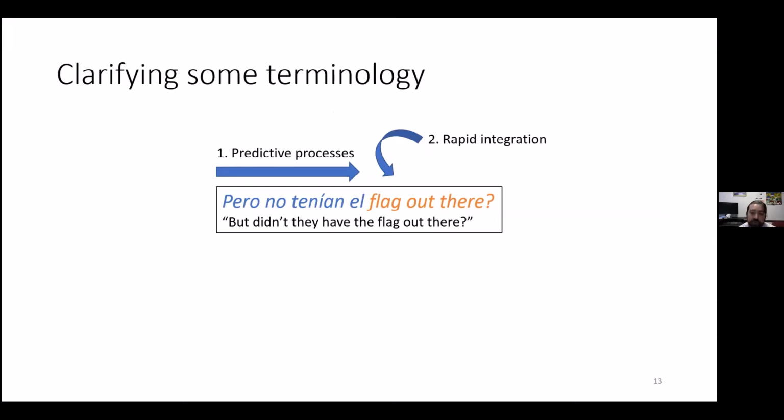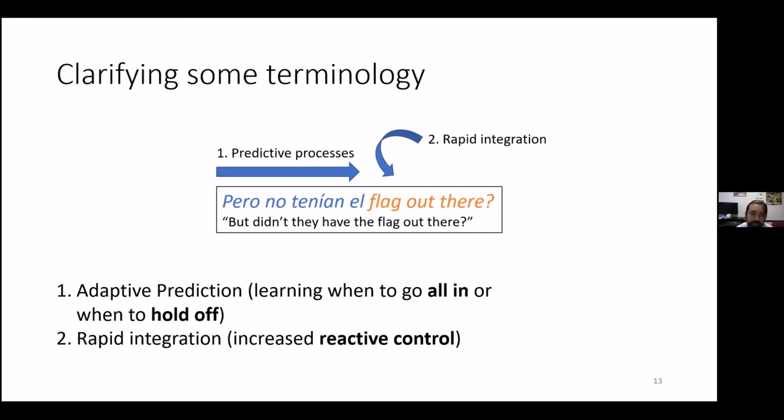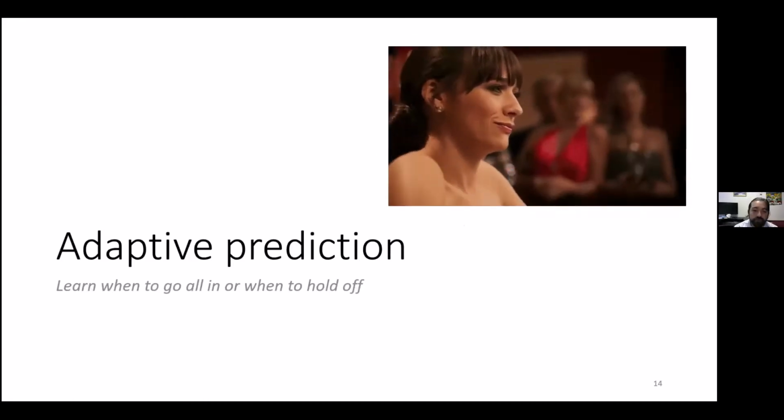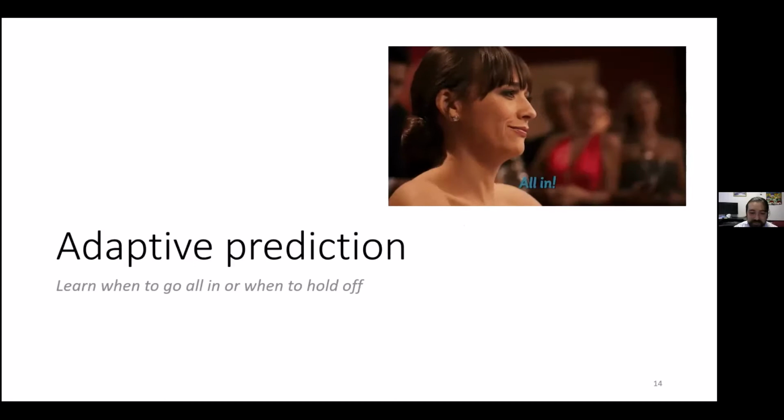And I think these two components that we've proposed in the adaptive prediction hypothesis talk about both of these angles. So the adaptive prediction part, which in other ways I'm describing as learning when to go all in or when to hold off, is actually focused on this predictive processing side. It requires more proactive control. And the reactive control is focused on the rapid integration side. Okay? And so these are two moving pieces that we need to take into account while we're talking about code switching. So I want to illustrate this with some prior work in our group, hopefully to convince you that we're thinking about this in the right way.